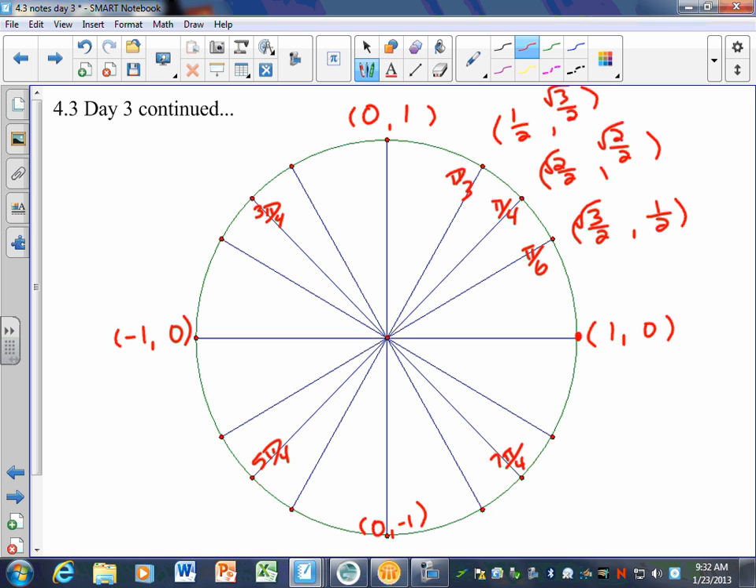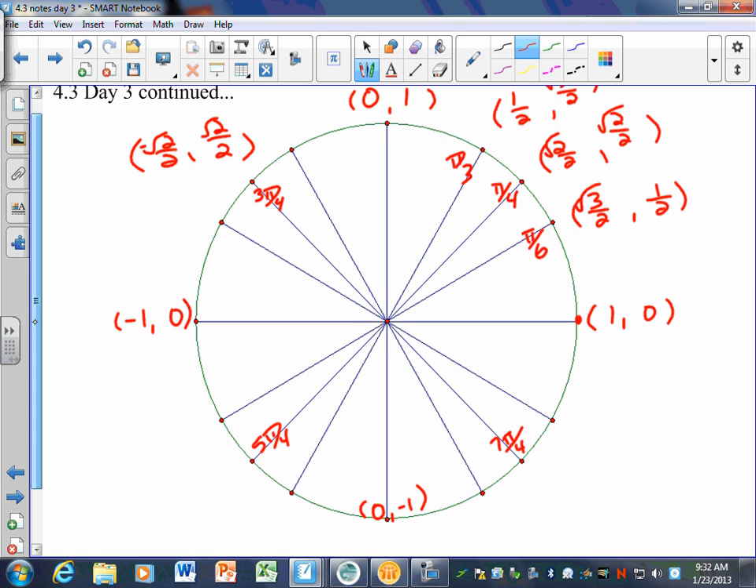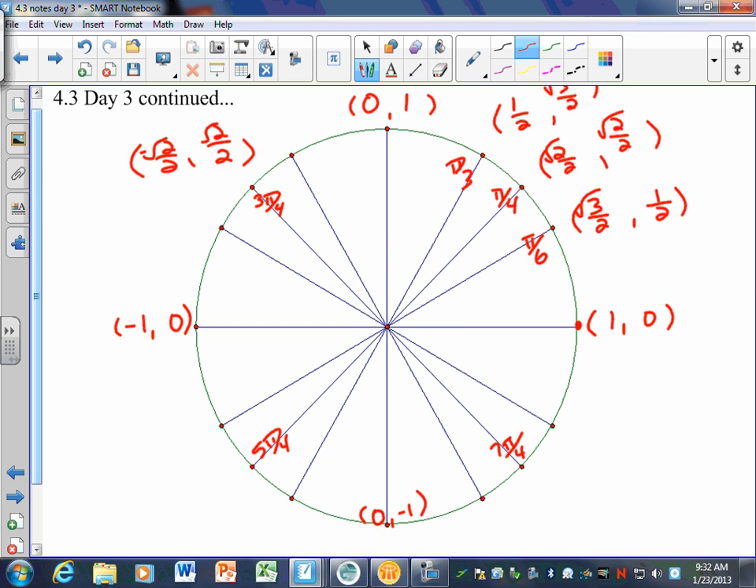So in quadrant 2, I know it's still square root of 2 over 2, square root of 2 over 2, but which one's negative? Yeah, x is negative, so it's negative square root of 2 over 2. And 5 pi 4, quadrant 3, they're both negative, so it's negative square root of 2 over 2, negative square root of 2 over 2.